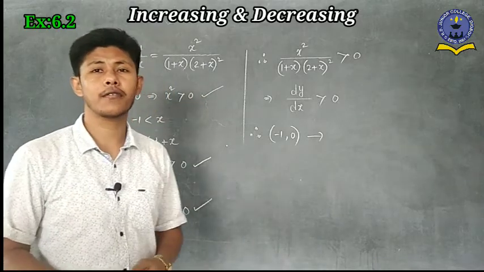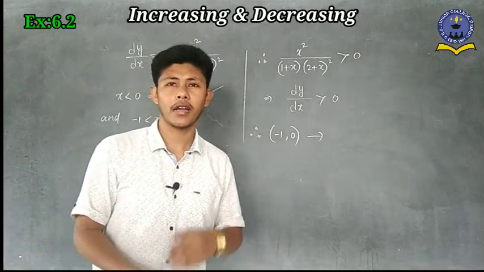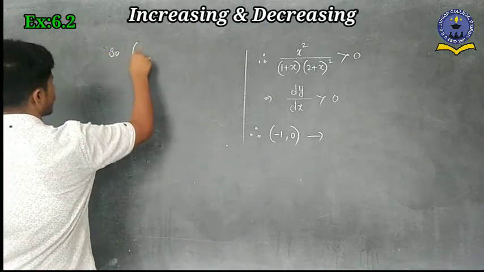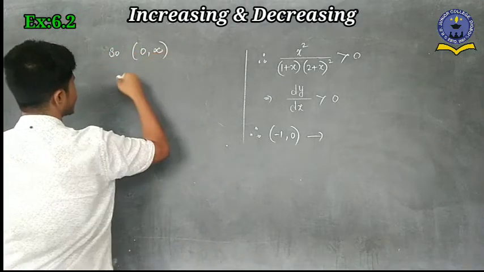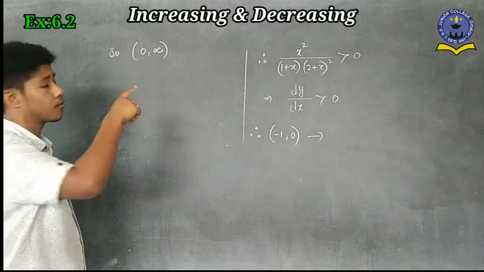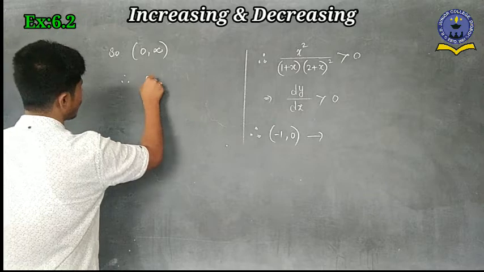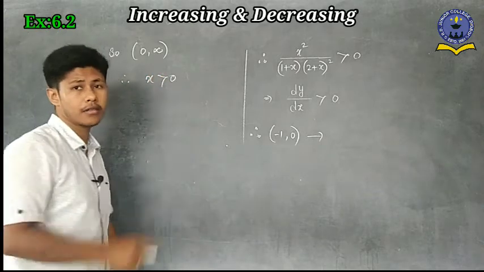Another interval is given from where to where? 0 to infinity. Now next we have to do this one. So the next interval is from 0 to infinity. So in this case, what do you have to do? Let's see here. Obviously, the condition we get here is x is greater than 0.